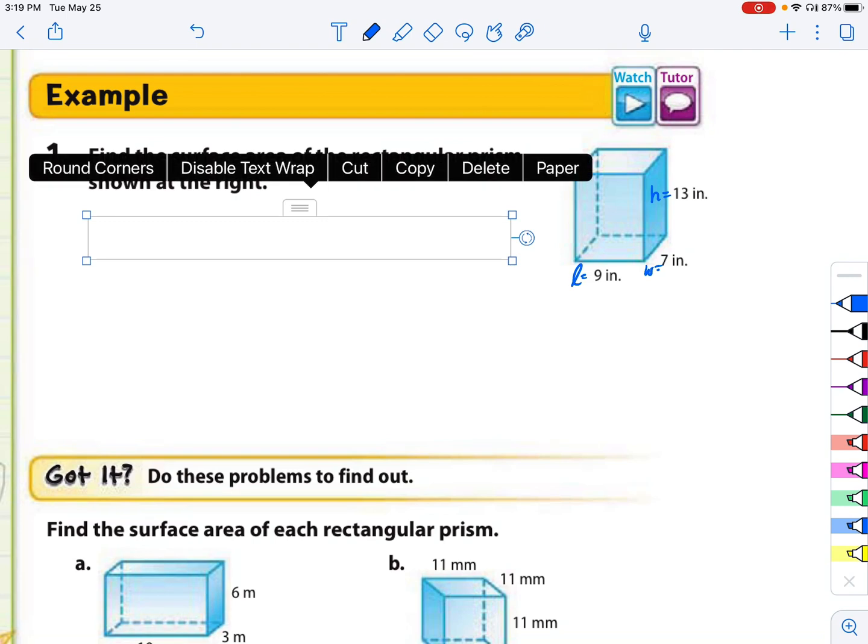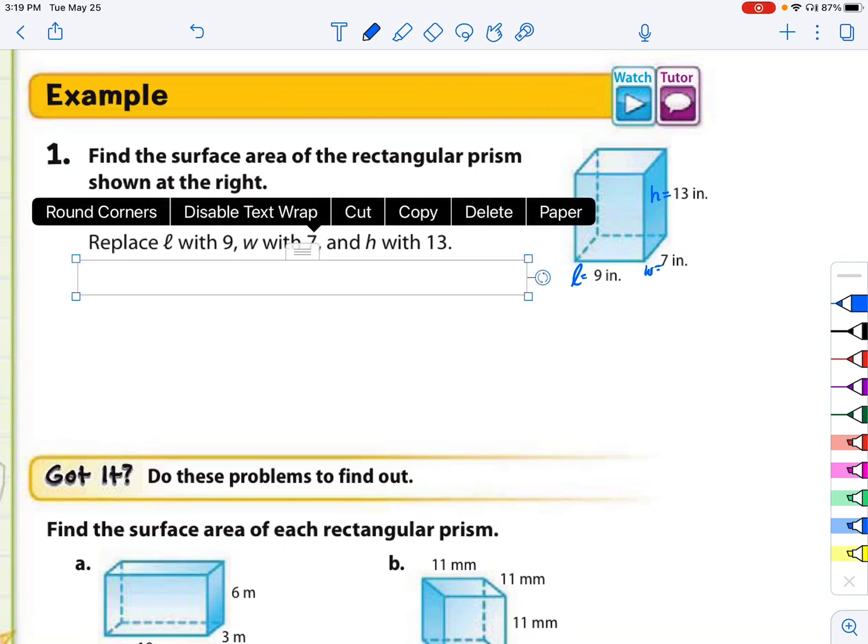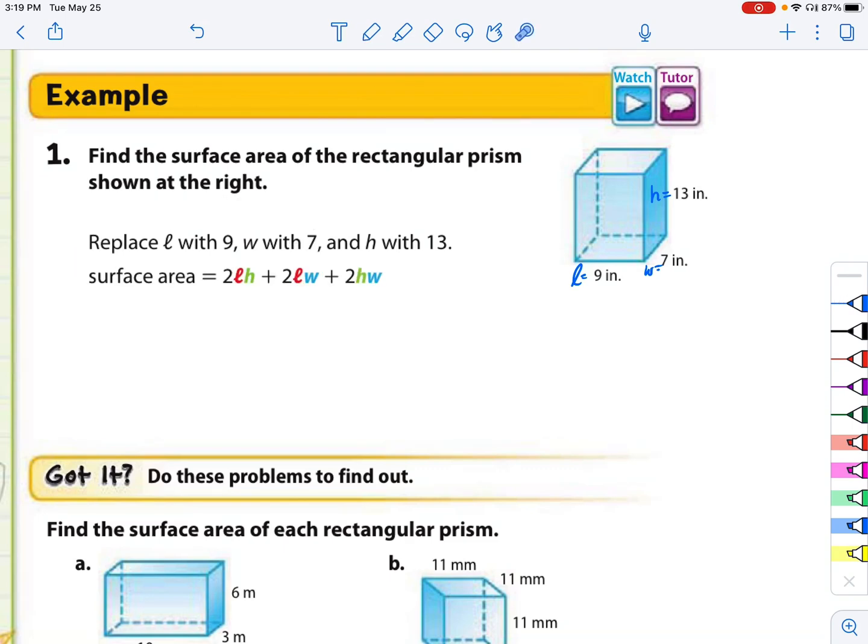Replacing it first. That's what we did. Replace L with 9, W with 7, H with 13. And then write down the formula for surface area, which is again 2 times length times height, plus 2 times length times width, plus 2 times height times width. Look at the colors of those variables so that you know right away what it's referring to.